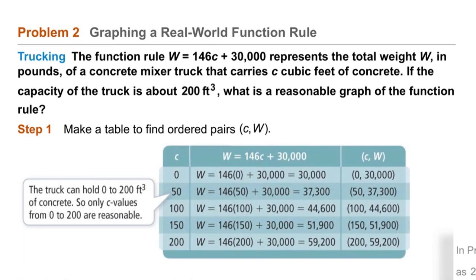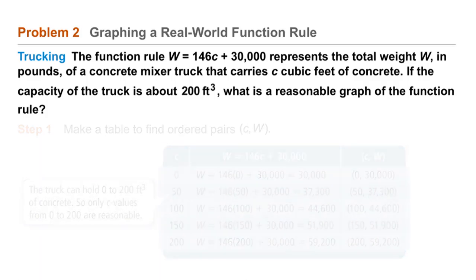Problem 2. Graphing a real-world function rule. This one involves trucking. The function rule W equals 146C plus 30,000 represents the total weight, W, in pounds of a concrete mixer truck that carries C cubic feet of concrete. If the capacity of the truck is about 200 cubic feet, what is a reasonable graph of the function rule?